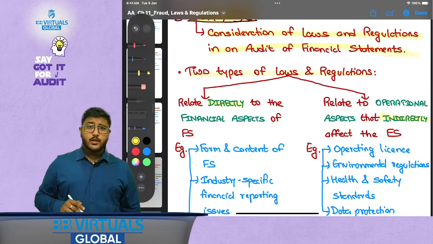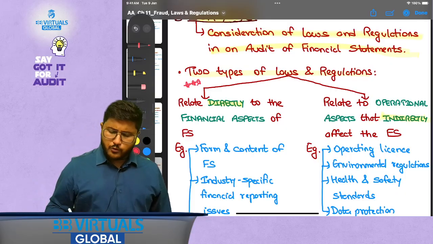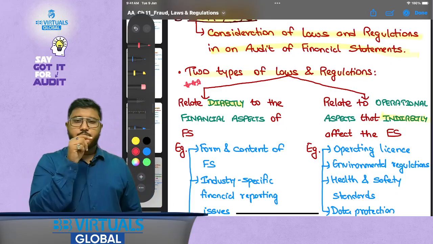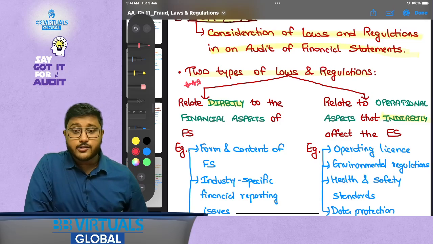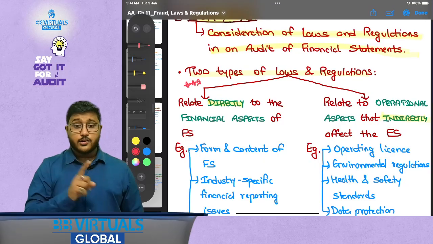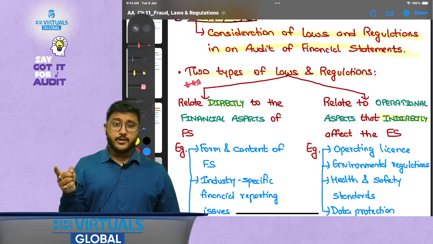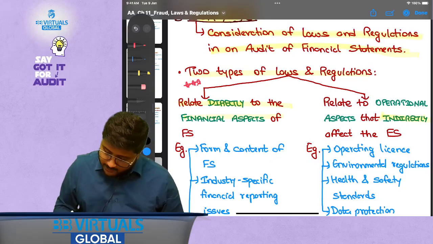Now my friends, there's a common mistake that is there. What is that mistake? Everybody says laws that have direct effect, laws that have indirect effect. That is not true. That is wrong, and a lot of people get their marks cut over this point. See, these are not laws that have direct effect and laws that have indirect effect. Read it again: relate directly to the financial aspects of FS.